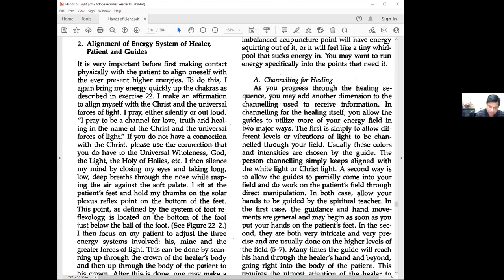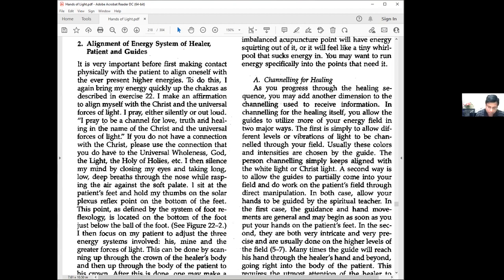Two, alignment of energy system of healer, patient and guides. It is very important before first making contact physically with the patient to align oneself with the ever-present higher energies. To do this, I again bring my energy quickly up the chakras as described in exercise 22. I make an affirmation to align myself with the Christ and the universal forces of light.